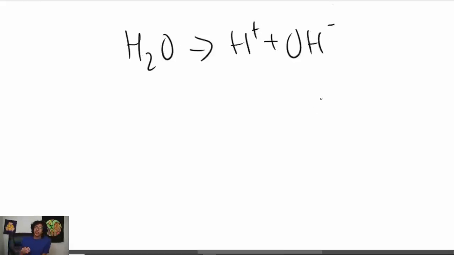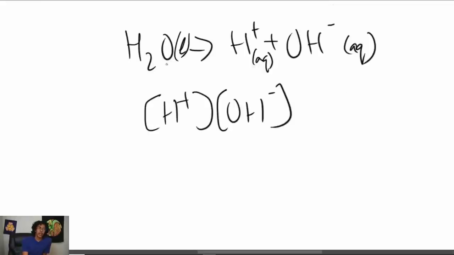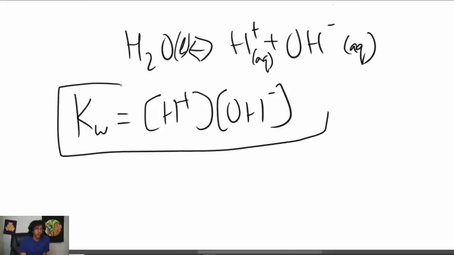So essentially, we can think about this as an equilibrium kind of thing. This is a liquid, this is aqueous, and how do you find equilibrium constants, right? You basically just take the aqueous ones, you multiply them together, the product side first, and you divide by the aqueous stuff on the left side. But there's no aqueous stuff on the left side because water is liquid. So this is what the equilibrium constant of this reaction is. And technically, I should probably put a double arrow because it's going both ways. But essentially, this is the equilibrium constant for water. Okay, and it's called Kw. Now, does anybody have a guess?